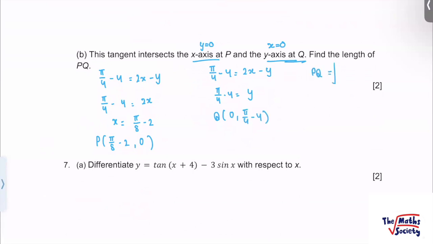So for PQ, I have a root, so that's just pi by 4 with a 0 on the other side. So square.